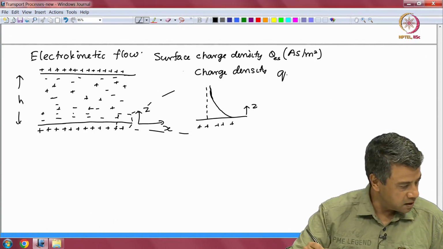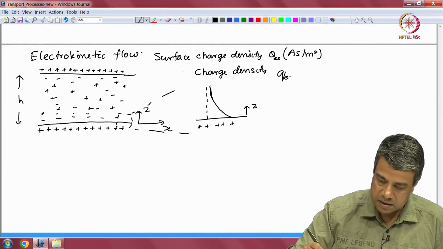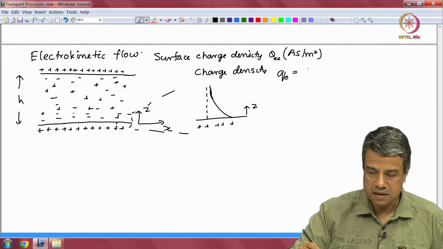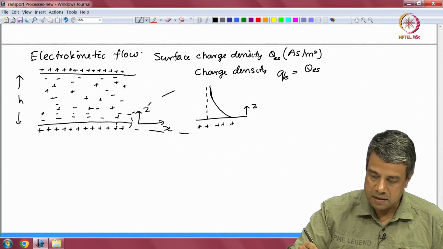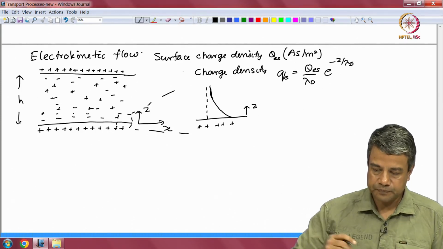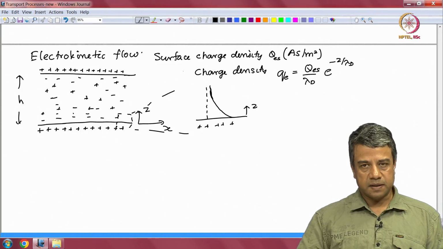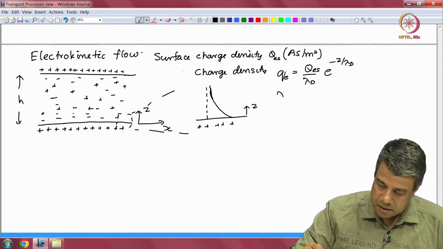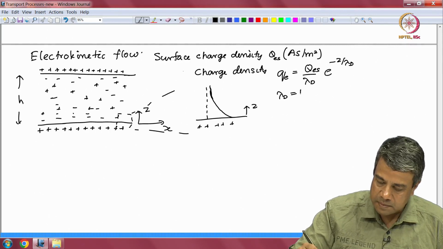The electrostatic charge density in this case is given by QES by lambda d e power minus z by lambda d. So, that is the expression where lambda d is what is called the Debye length.